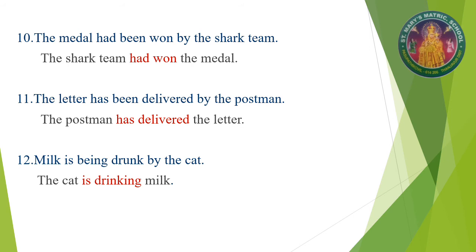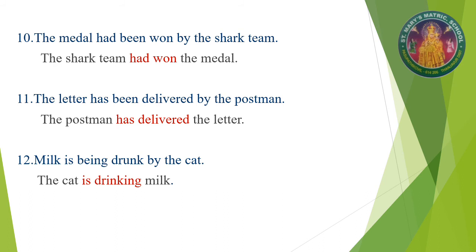Had been won. Had is a past perfect tense. So you have to write as it is. You have to only remove that been. Easily you have to find out that in active voice you have to remove the been. Do you understand? Now after that write had won, the verb form, remove the by. The medal you have to write as it is.